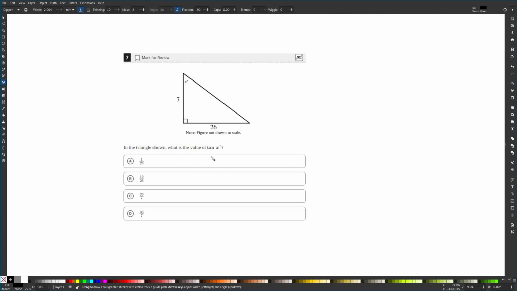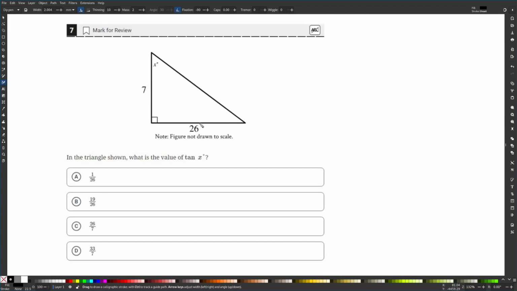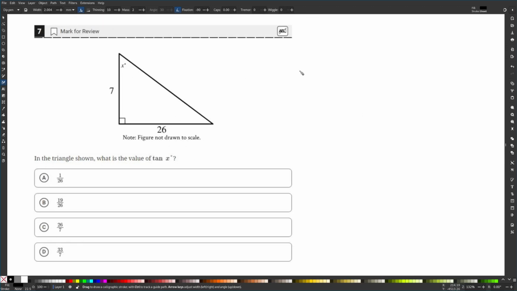Next one. In the triangle shown above, what is the value of tangent of x? Let's do a quick review of trigonometric functions, which might sound scary, but they're really not that bad. Let me type that out this time. So, SOH CAH TOA.